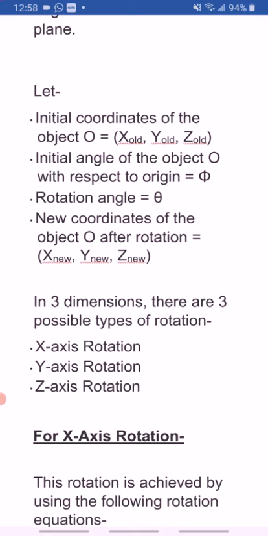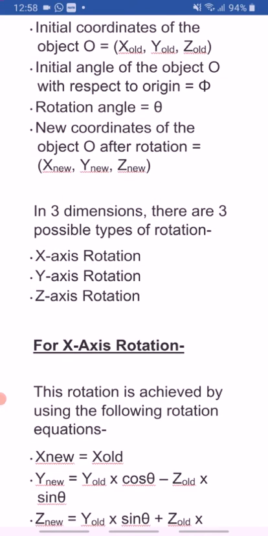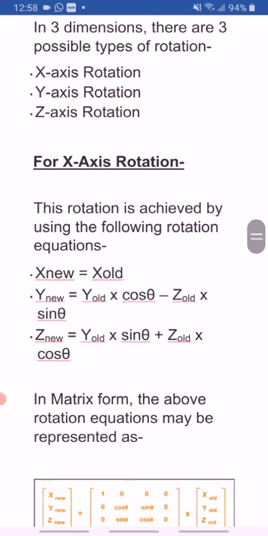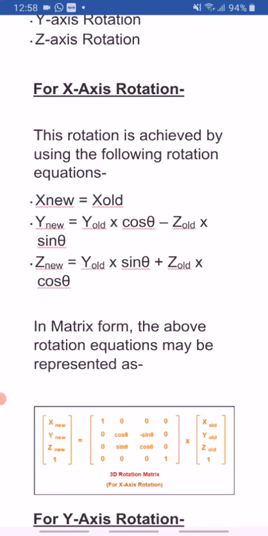So in 3D there are three possible types of rotation: x-axis rotation, y-axis rotation, z-axis rotation. So coming to x-axis rotation, the rotation happens about the x-axis. This rotation is achieved by using the following rotation equations. In x-axis rotation, the x coordinate will be the same, that is x new equal to x old.